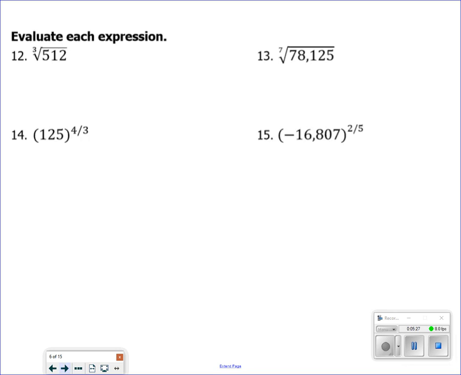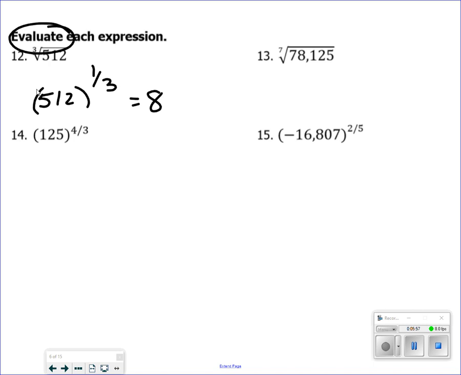So now, evaluate. Anytime they're using the word evaluate, now they're asking you basically to pull out a calculator and to actually figure it out. And you can do it in radical form on your calculator, or you can type it in exponent form. And I think exponent form a lot of times is easier to type in on a calculator, because now all I have to do is 512 raised to the 1/3 power. And so the answer to this question is 8. So when they're asking you to evaluate, they want to know what it actually is.